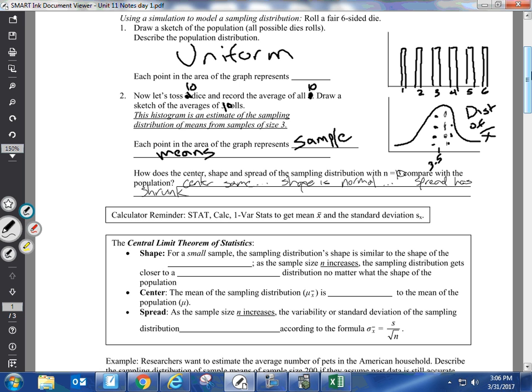Now, here's the central limit theorem stated with the definition. For a small sample, the sampling distribution shape is similar to the shape of the population's distribution. But as the sample size increases, so if we took a sample size of 20 instead of 10, or 10 instead of 3, the more normal we are going to see our distribution get. Population distribution, POP-DIST.